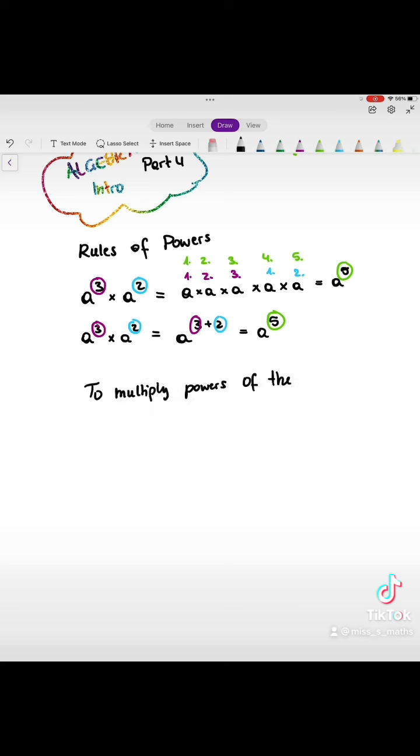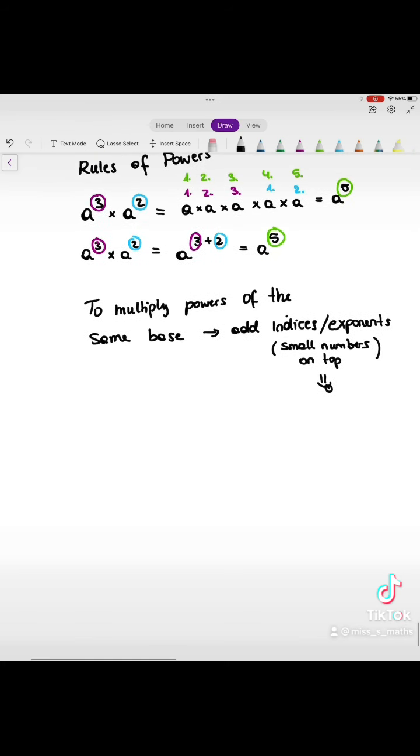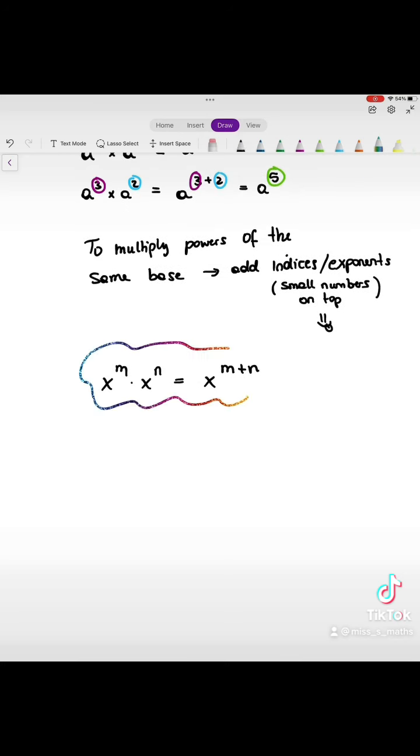Whenever we're multiplying powers that have the same base, we can simply add our two indices or exponents, these little top numbers, the small numbers. We just have to add them, okay? Now, this is just a general rule there. If we have x to the power of m times x to the power of n, the result is x to the power of m plus n.